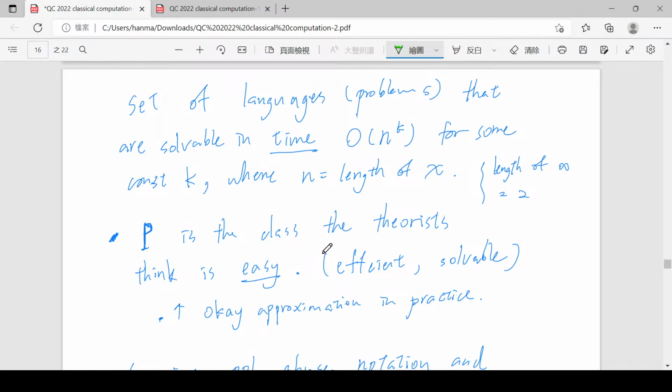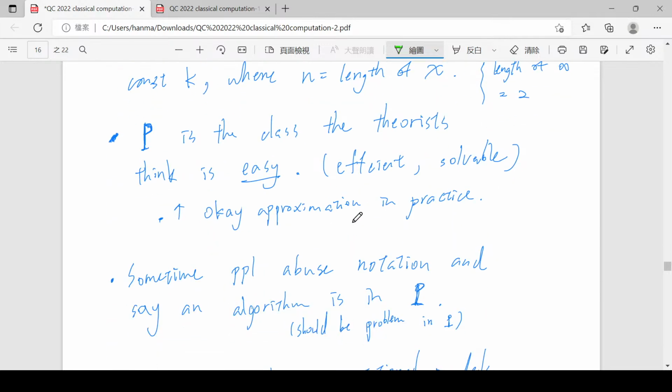Although you can make a very theoretical counterexample where this k is like 1000, then it's not very practical. But usually when we consider natural problems and get a polynomial time algorithm, sometimes it also has k to the 1000, but people usually are able to optimize it to a reasonable k, like 2 or 3. And we can do this polynomial time problem.